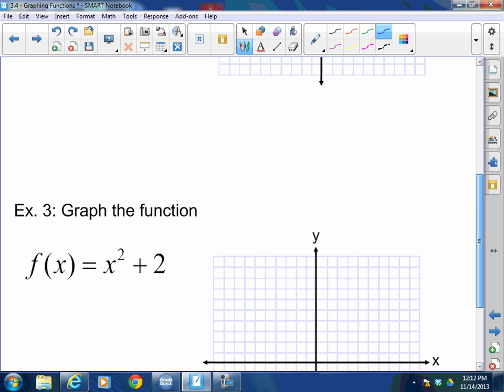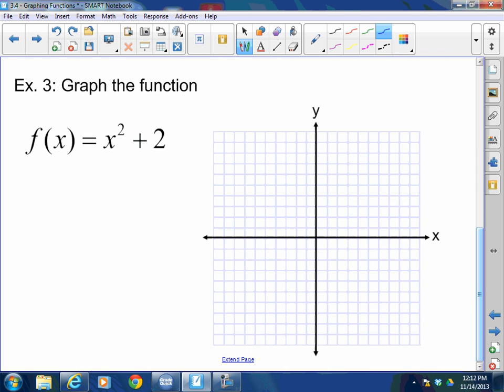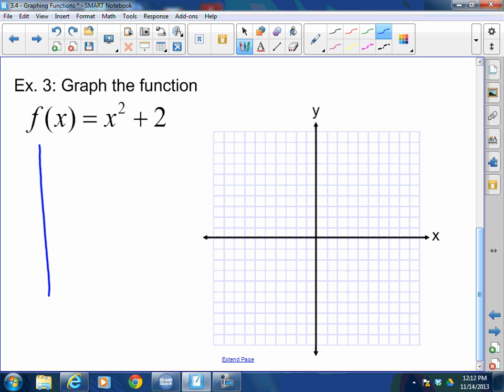Okay. Example 3. F of x equals x squared plus 2. They did not give us a domain to use, and I do not have fractions. So I'm going to use the magical 5. Absolutely right. -2, -1, 0, 1, and 2.